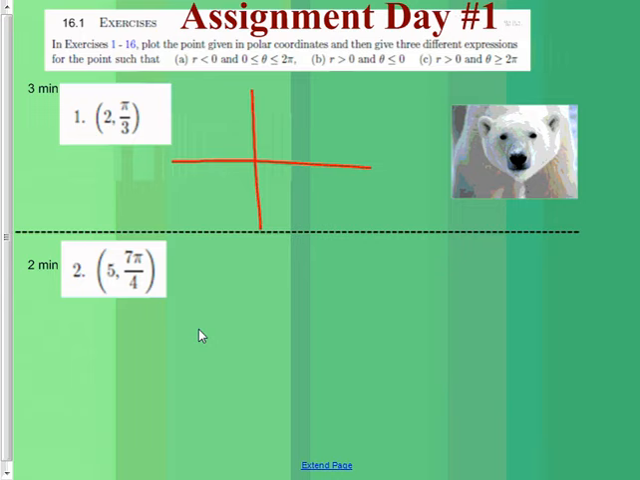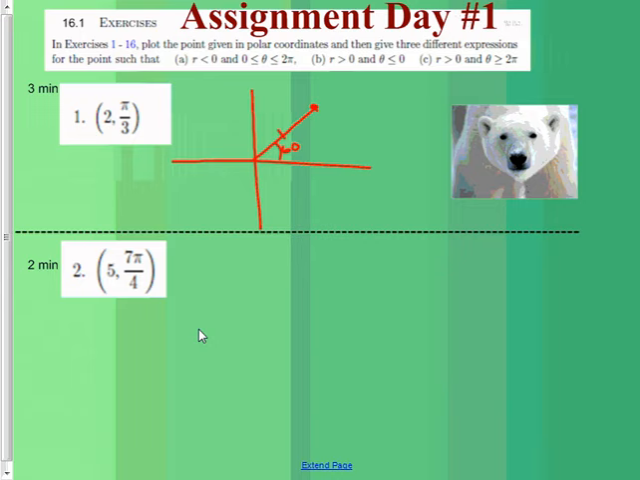And this is at 2 comma pi over 3. Here's where pi over 3 is for an angle. I may not be perfect, but that's about 60 degrees. Okay? And this is where 2 is. Again, that's my spot. Now, it says plot the point given in polar coordinates. Okay, good. Done. I've plotted it.